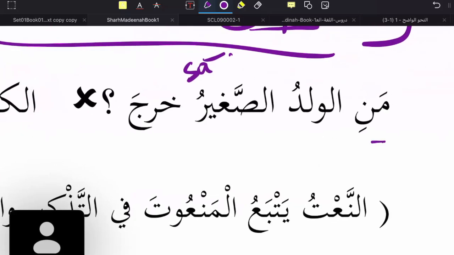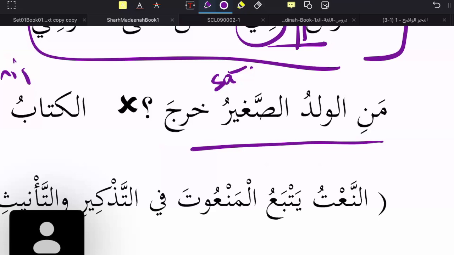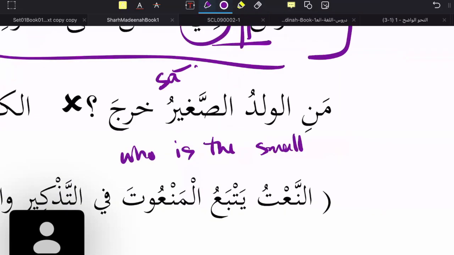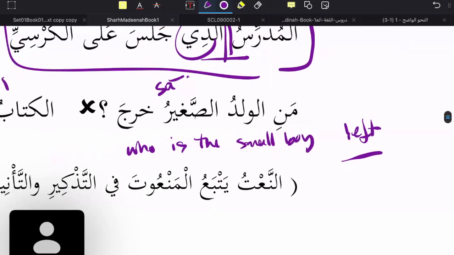So inshallah, he's just showing you what's wrong here. You say manil waladu sagiru kharaja. Okay, so what's wrong here? Yes, even in English, we will need who. For example, if we translate word for word in English, we say who is the small boy left. Even in English, if we say like that, you still need a relative pronoun. Who's the small boy who left? Right? You still need this who.